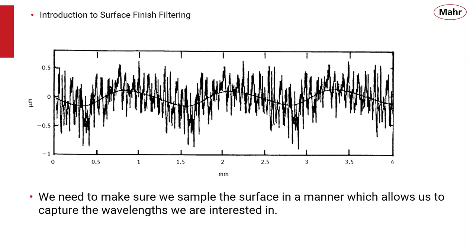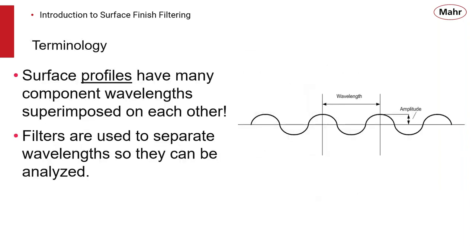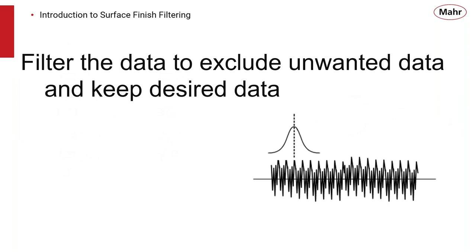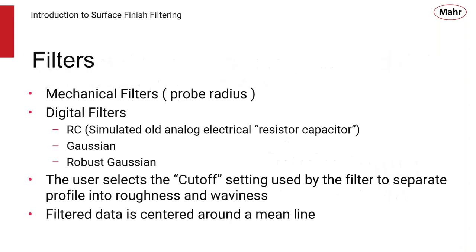So you can see here's a surface. You can see there's a waviness component to it, and we want to be able to pick out the certain part of that that gives us the best information of just the roughness, for example. So profiles have those different components imposed upon them, and again, filters are used to separate the wavelengths so that they can be analyzed. So with that filtering of the data, we want to exclude the unwanted data and keep what's important to our analysis.